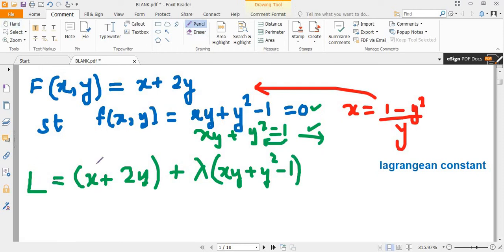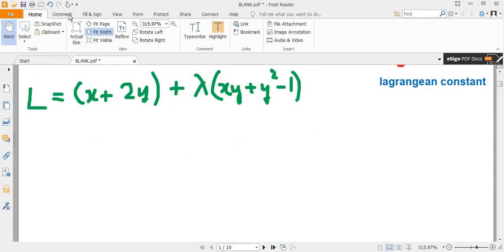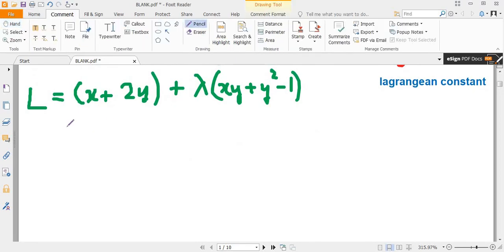Now this becomes your new objective function, and what you need to do is optimize this. However, there's a catch here. Initially you would have differentiated it with respect to x and y only, and you would have equated it to 0. That was the optimization principle that we usually follow. Here, of course, we are going to do that as well.